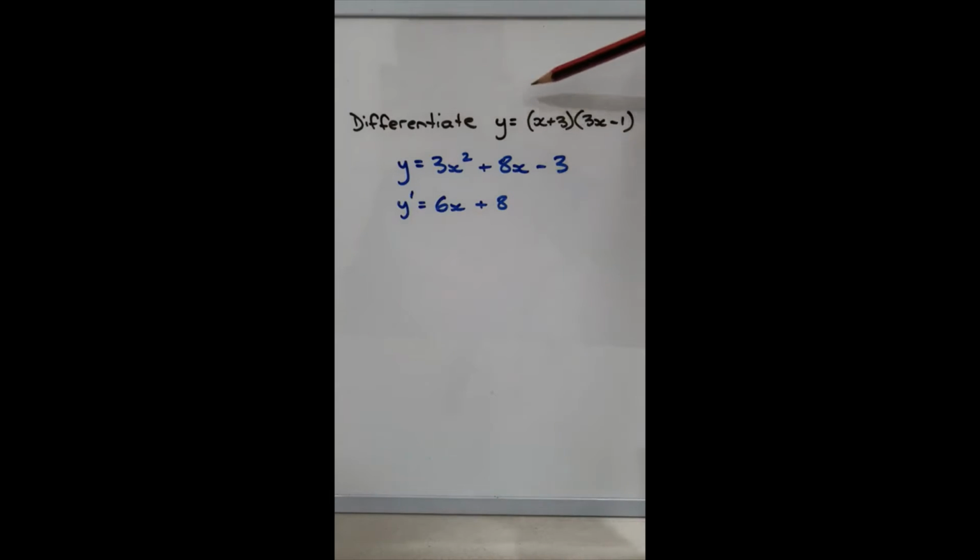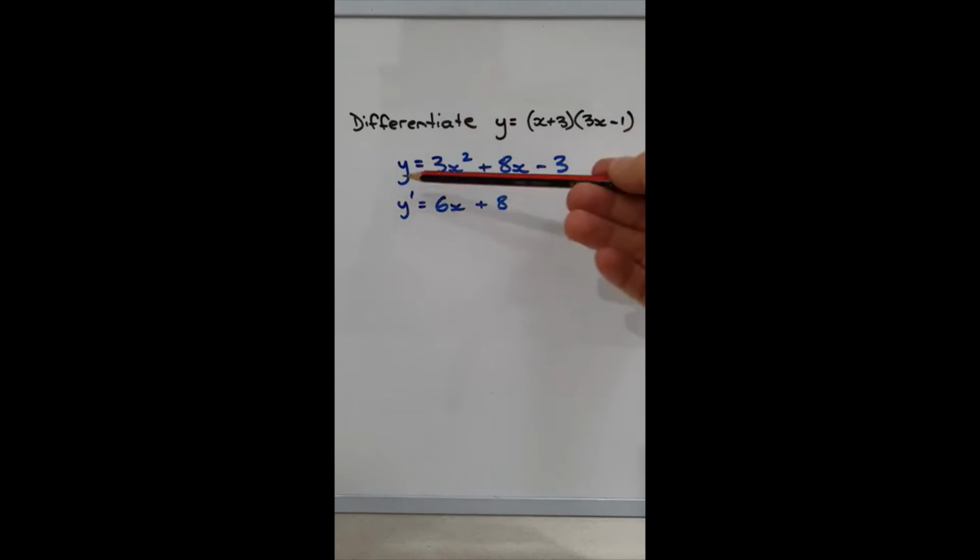Differentiate y equals (x plus 3) multiplied by (3x minus 1). Now, this is a function that's a product of two binomials, so we can expand the brackets first and then differentiate the function according to the usual rules. So expanding the brackets, we have y equals 3x squared plus 8x minus 3, and then differentiating the function, we have y dash is equal to 6x plus 8.